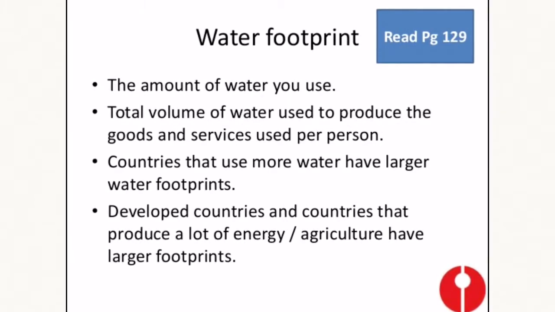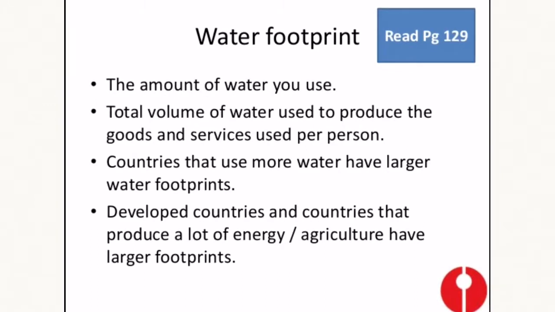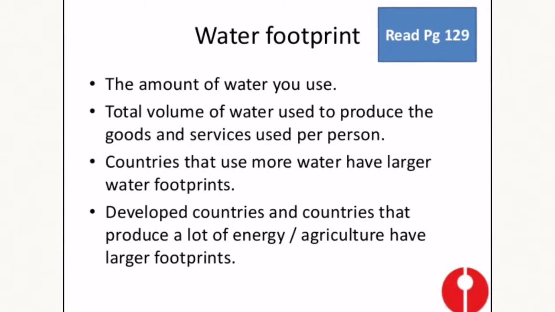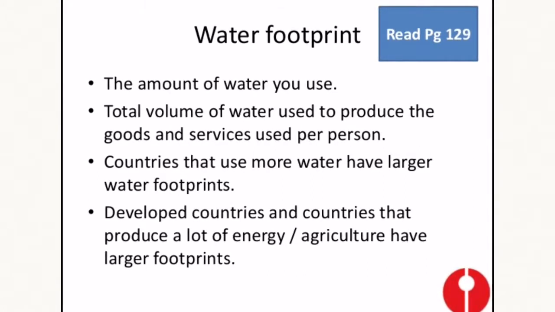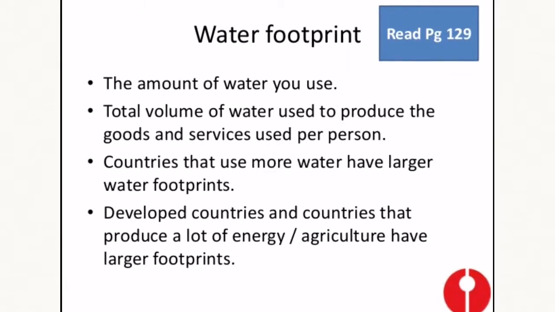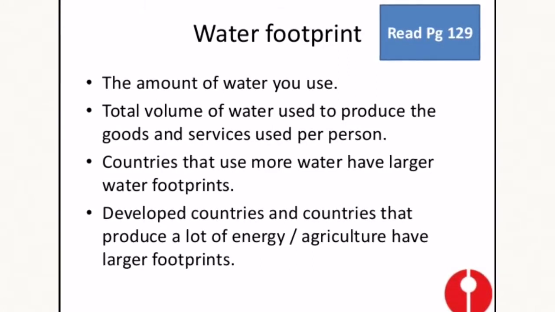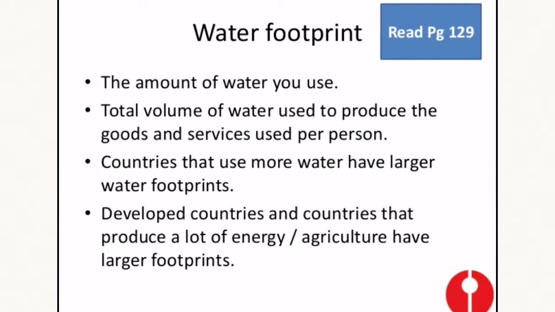Now basically, water footprint is the amount of water you actually use as a human being. The total amount of water used to produce goods and services used by the person counts as the water footprint. Not only the amount you use or consume, but things that are hidden in the process of making, for example, your pencil case. It needs power. So how much water is used to create the power required to manufacture a pencil case?